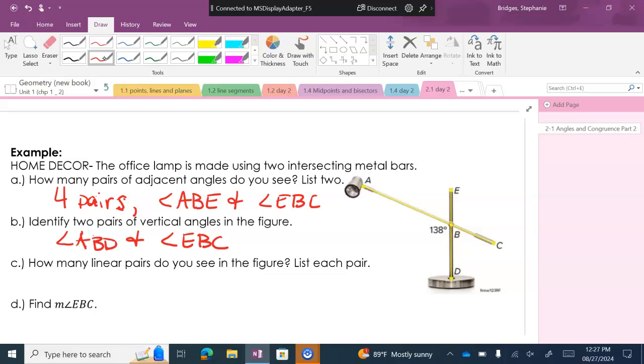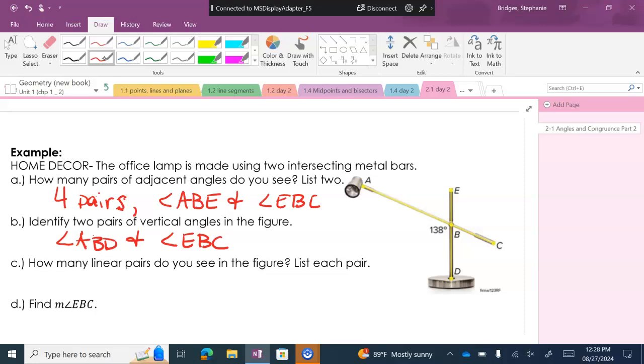What do we think? How many linear pairs do we have? 4? Is that what I heard? How many people think 4? Raise your hand. Okay. How many linear pairs are formed by that picture? So I got a couple people saying 4. Anybody saying anything else? You were just going to say 2?